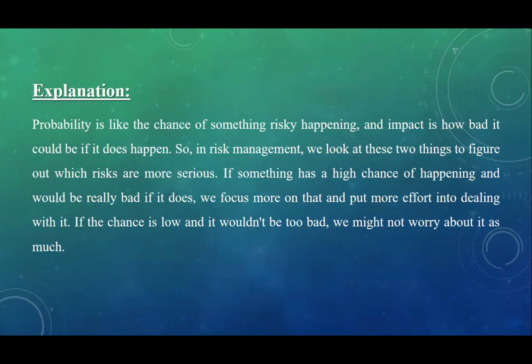Probability is like the chance of something risky happening, and impact is how bad it could be if it does happen. So in risk management, we look at these two terms to figure out which risks are more serious. Like the one we saw in the risk matrix, the green one is low, the yellow one is medium, and the red one is extreme high.